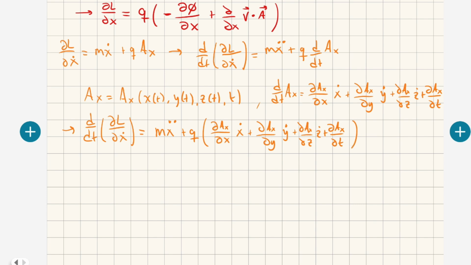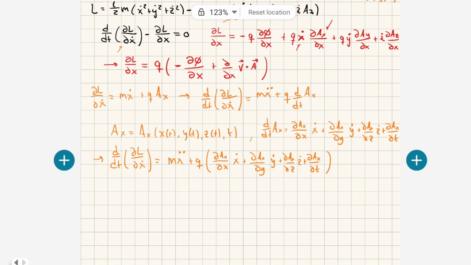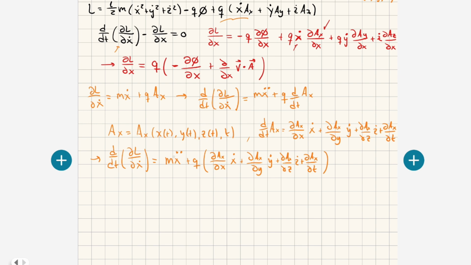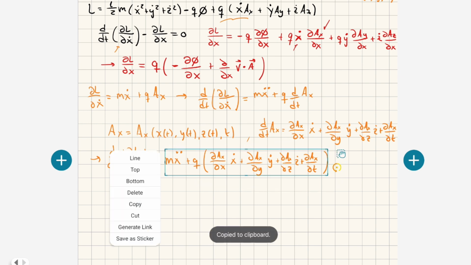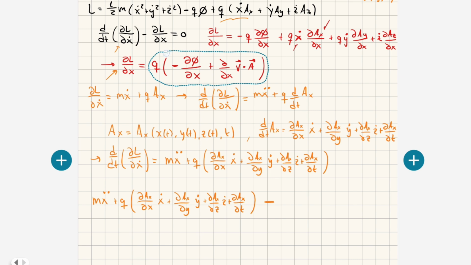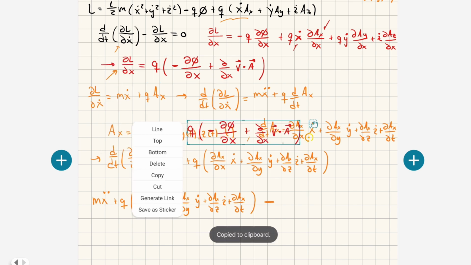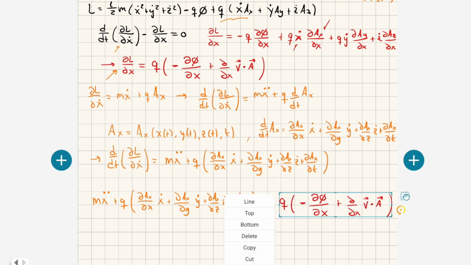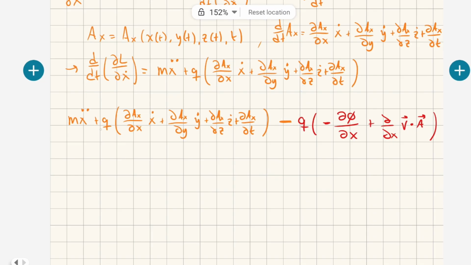Okay, perfect. So according to the Euler-Lagrange equation, we need to take all this, and then we need to subtract what we found for the derivative of L with respect to x, which is all this. And this is going to be equal to 0.